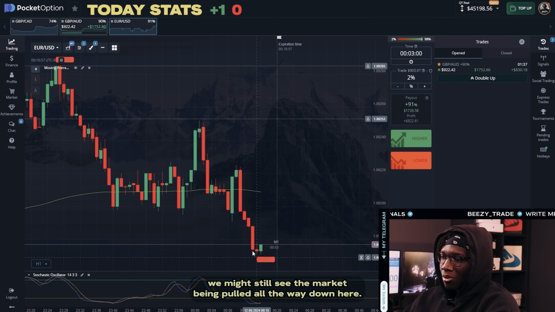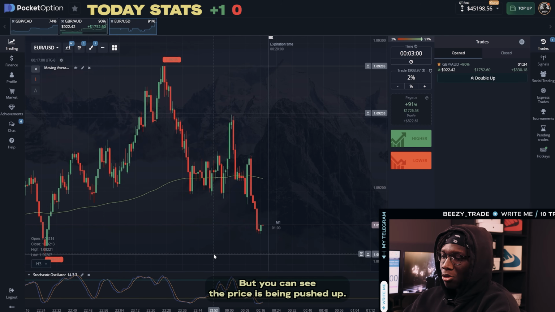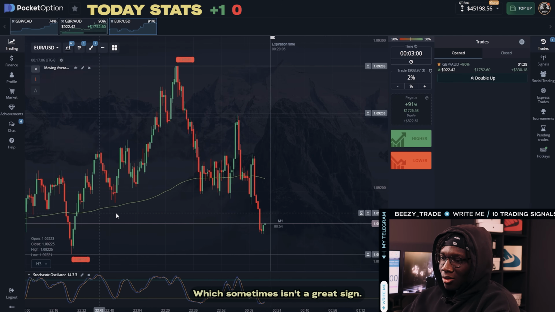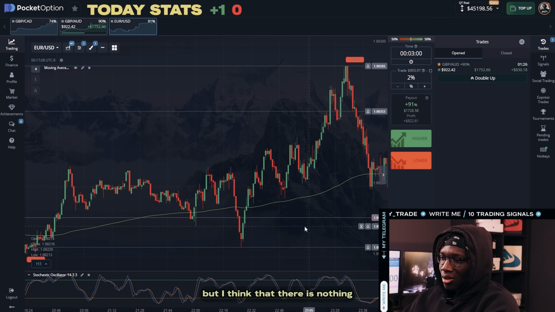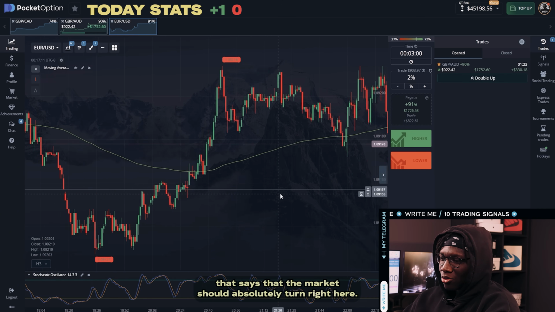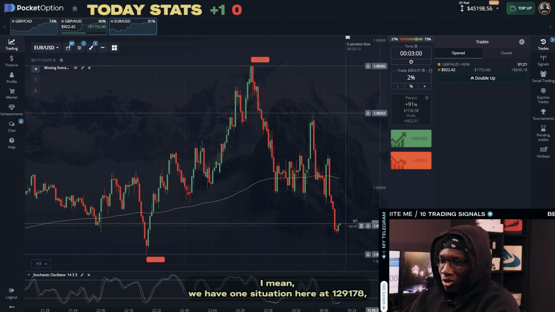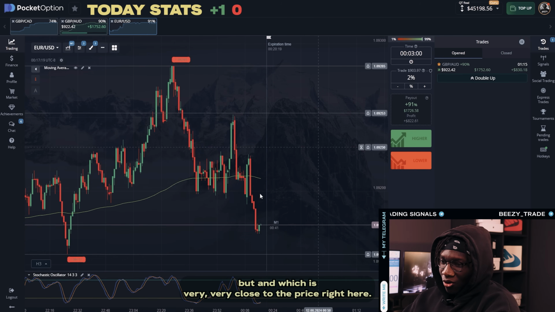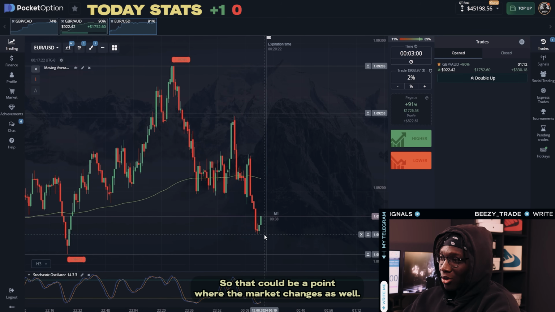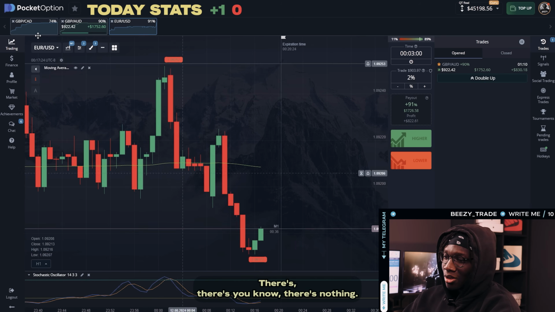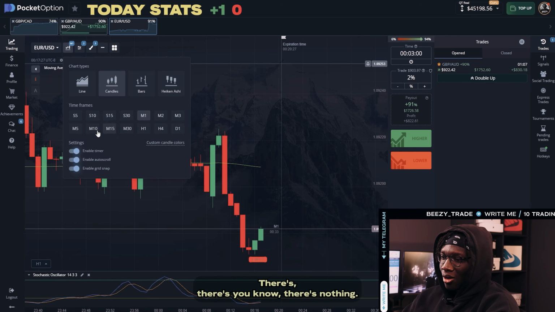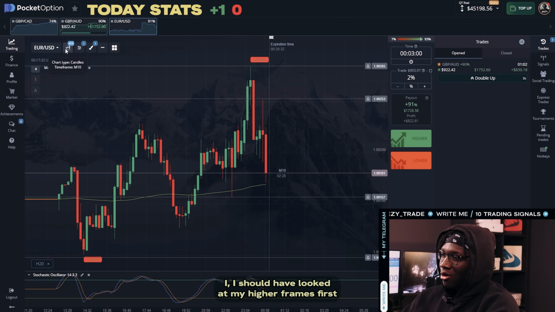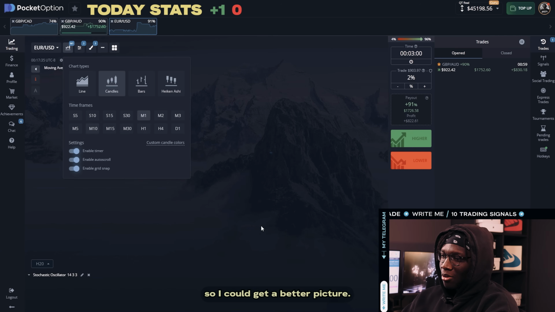And we might still see the market being pulled all the way down here. But you can see the price is being pushed up, which sometimes isn't a great sign. But I think that there is nothing that says that the market should absolutely turn right here. I mean, we have one situation here at 109.178, which is very, very close to the price right here. So that could be a point where the market changes as well. You can see that we see a little bit of flush, the market moving up. I should have looked at my higher frames first so I could get a better picture.